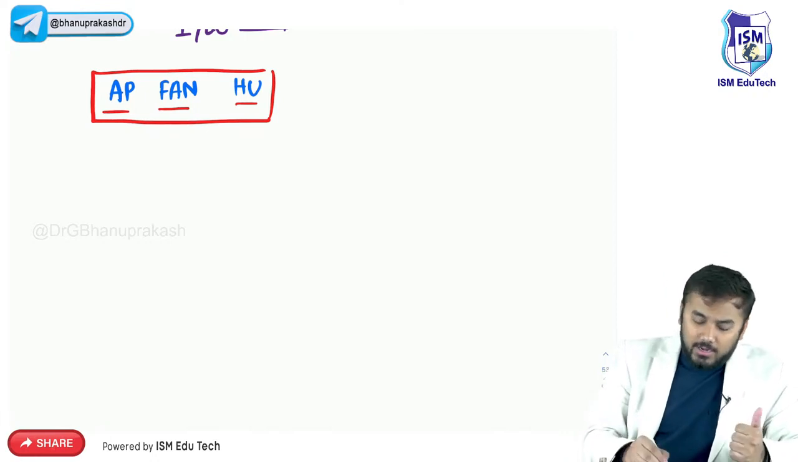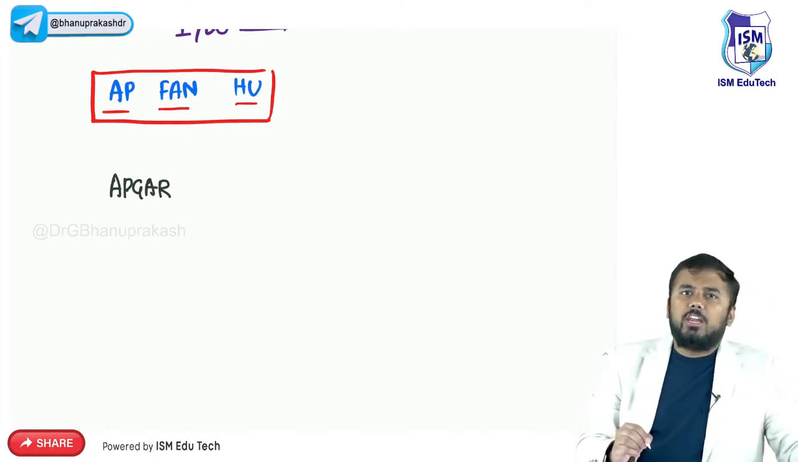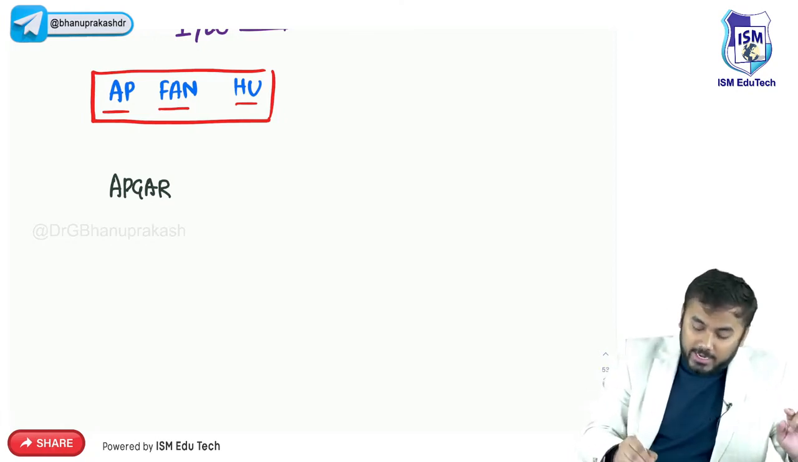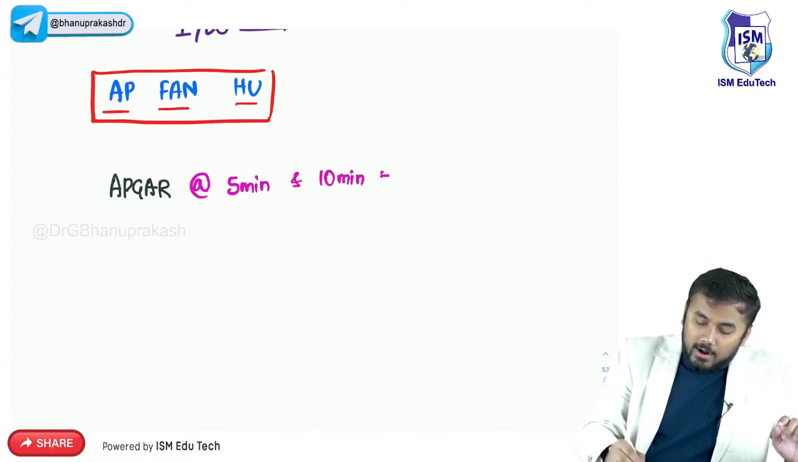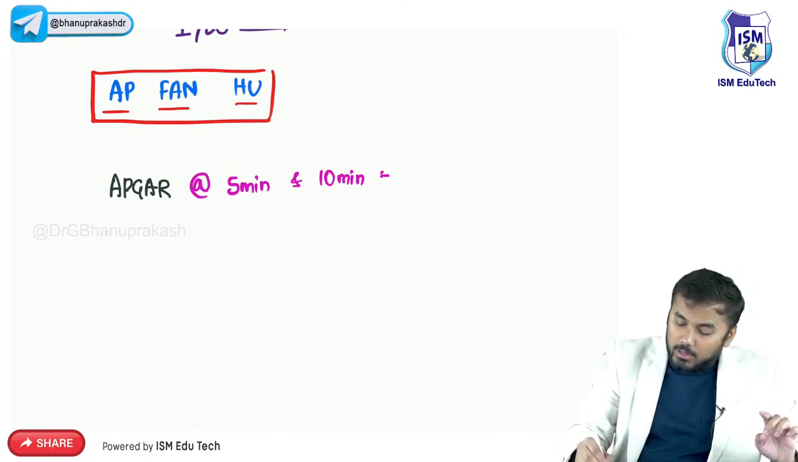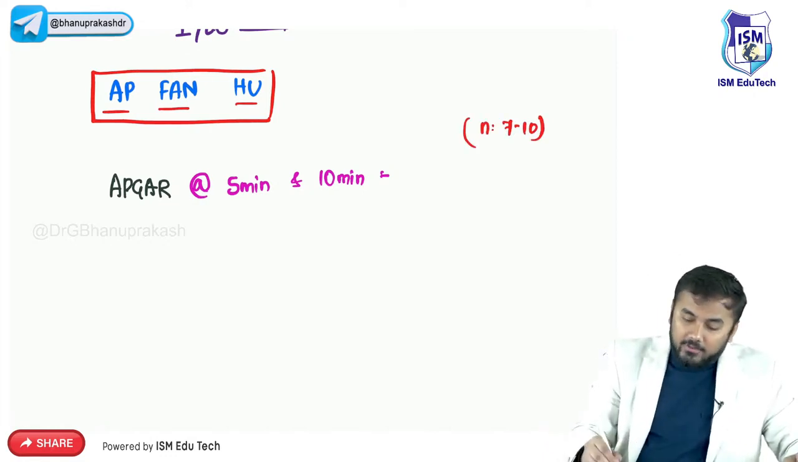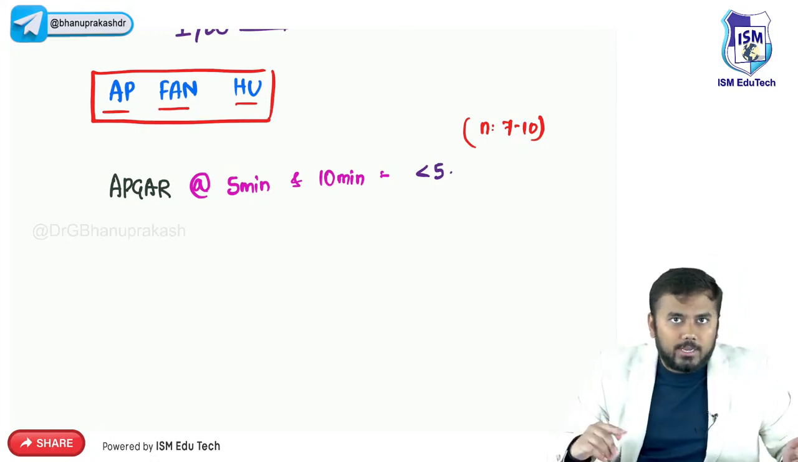AP, what does AP stand for? AP stands for Apgar score. All of you know what is Apgar score. Once after the delivery, we check the Apgar score at 1 minute as well as 5 minute. But here, we take an Apgar score reading at 5 minute and 10 minute. Normally the Apgar score should be around 7 to 10. If it is less than 5, then you can consider that this is neonatal encephalopathy.